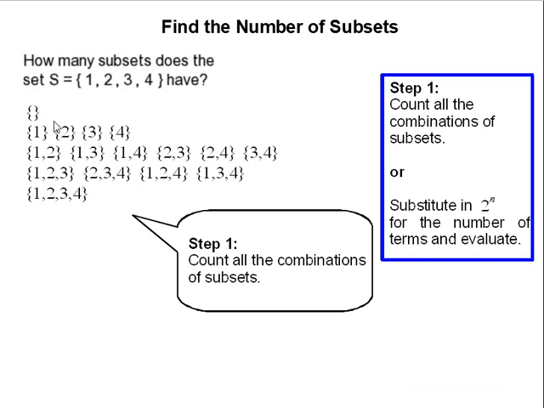So in this case, we can have a subset of nothing, and we can have a subset of one number, or we can have a subset of two numbers, and all the different combinations of that. And then we can have a subset of three numbers and all the different combinations of those three numbers. And finally, we can have a subset of four numbers. So if we count all that up, we're going to get 16 subsets.